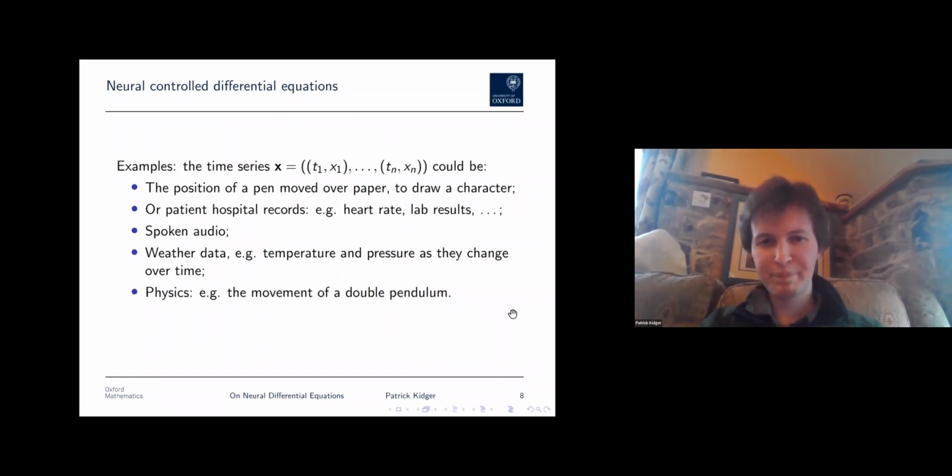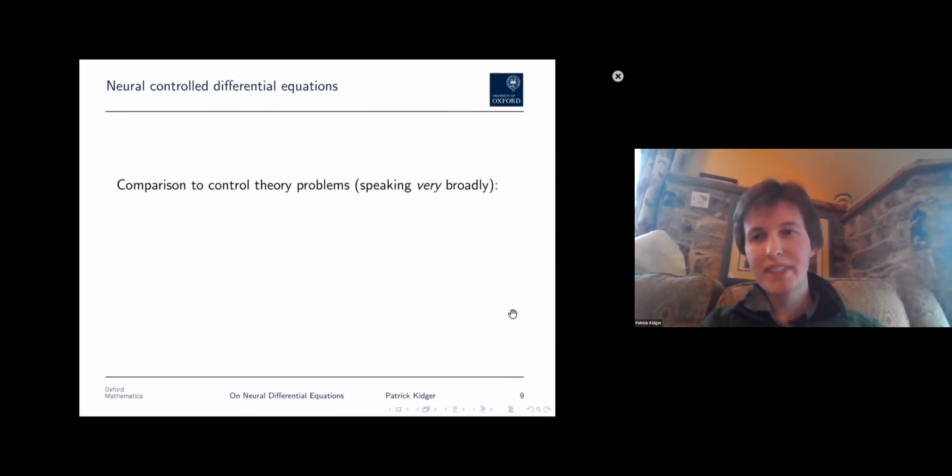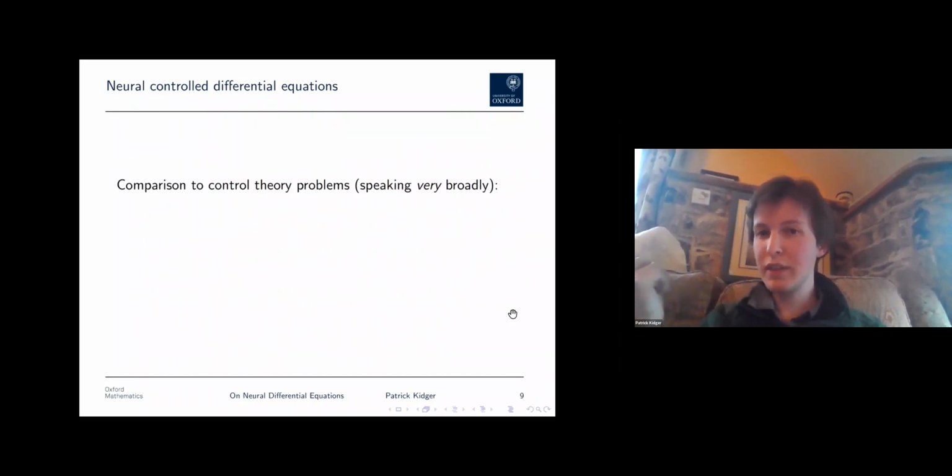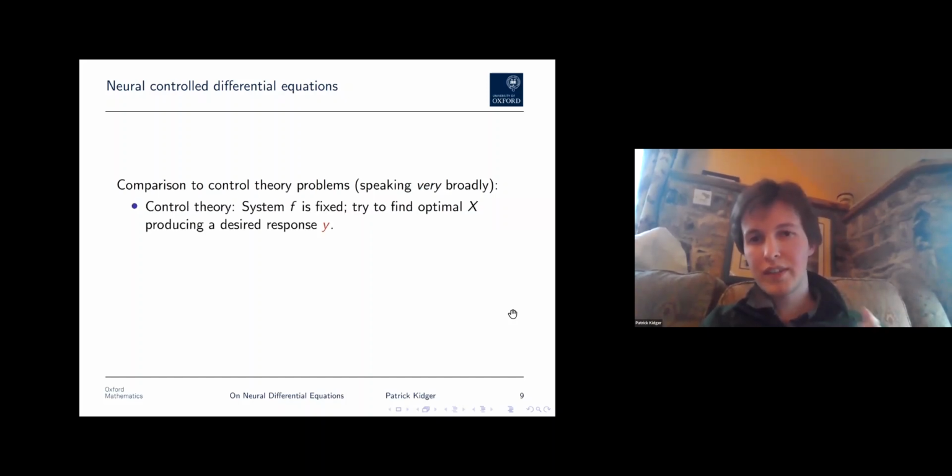So I've been saying controlled differential equation quite a lot. Many of you are probably thinking control theory. What is the link or comparison between CDEs and control theory? So speaking very, very broadly, in control theory, the system is fixed. Maybe it's specified implicitly by data and you need to do some kind of system identification, but your system is fixed. And now your job is to find an optimal control that produces your desired response.